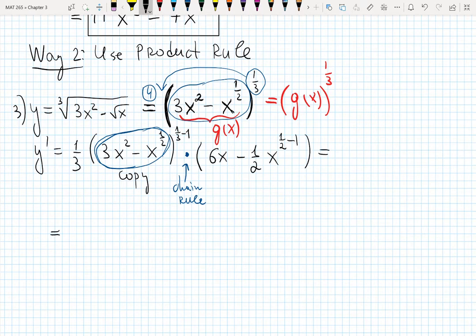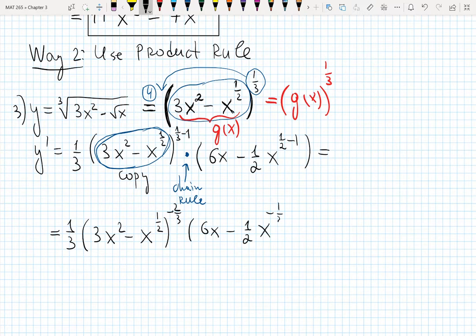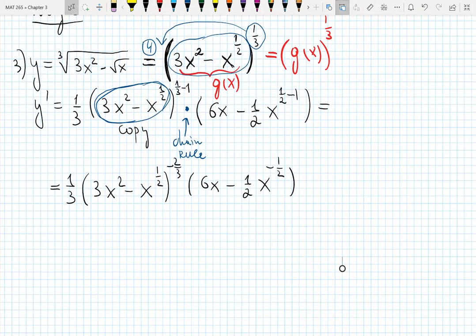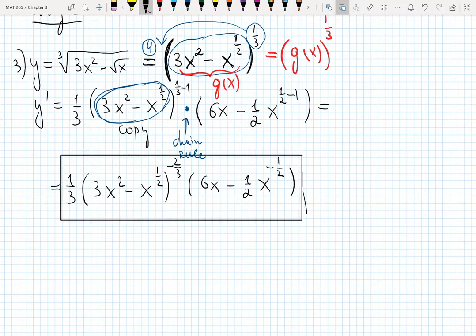Simplify everything. 1/3, 3x squared minus x to the 1/2, to the 1/3 minus 3/3, negative 2/3, times 6x minus 1/2, x to the negative 1/2, because 1/2 minus 1 is negative 1/2. If we don't ask you to simplify more, this is good enough. And actually, there's nothing else to simplify here.